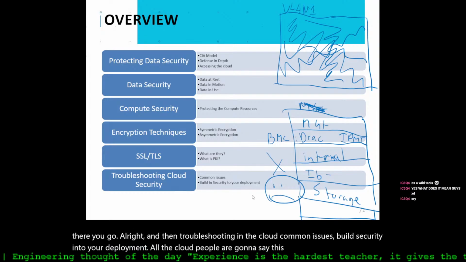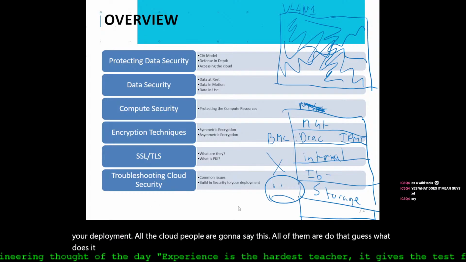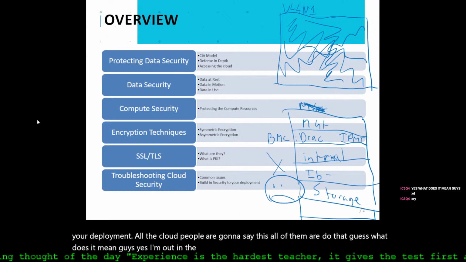All of them do that. Yes, what does it mean, guys? Yeah, I'm out in the wild. That's true. Actually, I was out in the wild today.